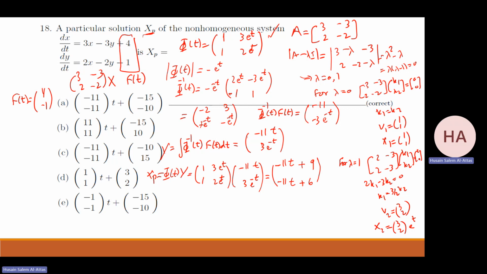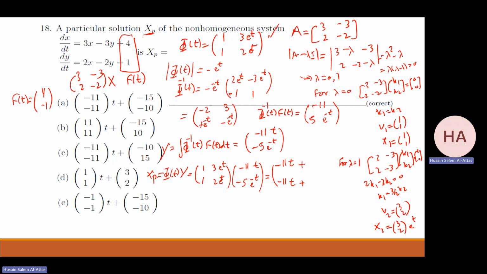Phi inverse times f of t. Yeah. First row times that will be minus 11. Good. Second row times this, it will be what? 4 is minus t plus. So that will make it 5. So this will be minus 3, minus 5. No, this is minus 5. Yeah, I think now it's correct.